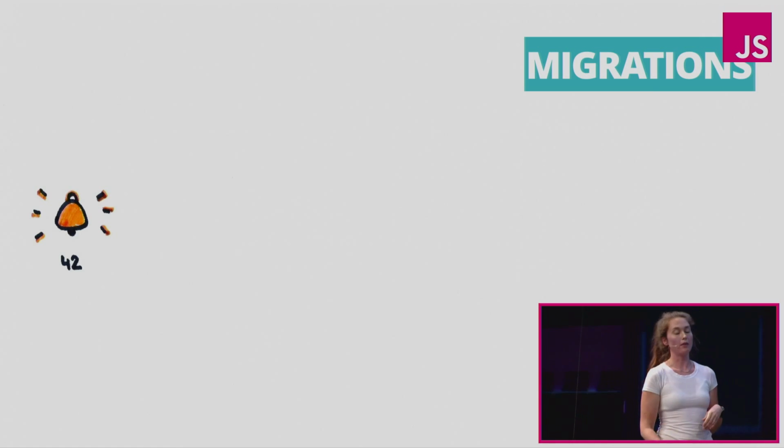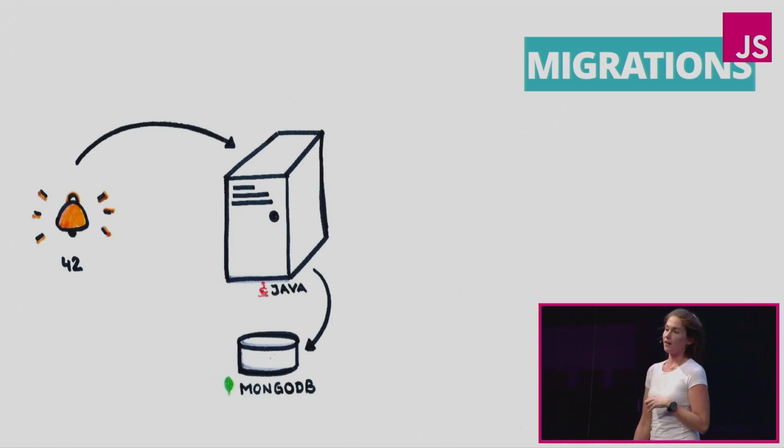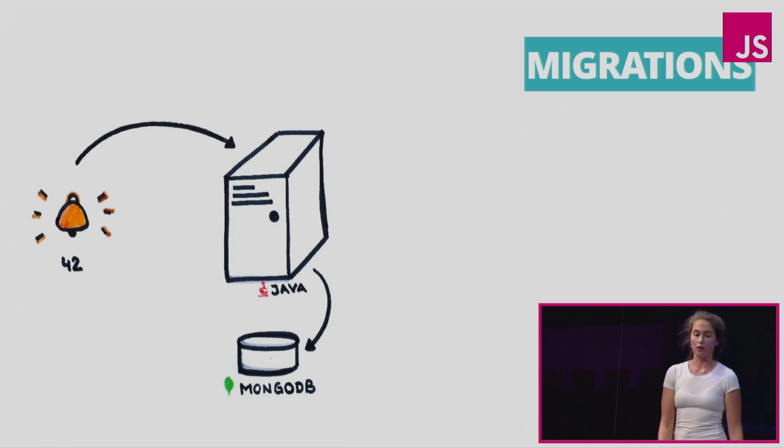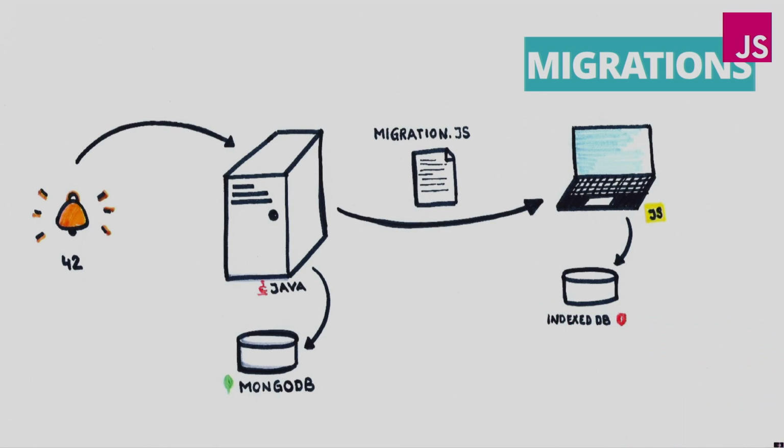So if we have a migration going on, say migration number 42, first of all, when our Spring context starts, we migrate all the data in our MongoDB. And as soon as the client connects, with application cache, we have a new version and ship them all the application code. And with this application code, we ship a migration.js file so that the client can actually migrate its own data in the IndexedDB.